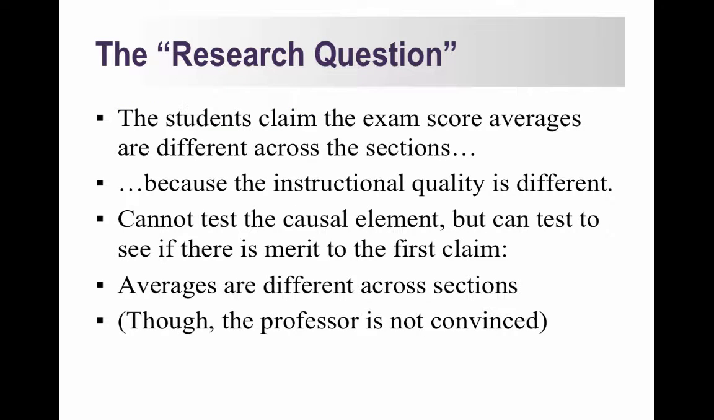So if we're thinking about this from the perspective of the research question, the students claim that the exam score averages are different across the sections because the instructional quality is different. Well, it's actually not possible to test that causal element in this context, but the professor can test to see if there is any merit to the first claim, that is, if there are different averages across the different sections. Although she's not exactly convinced of this, she's willing to explore it further.